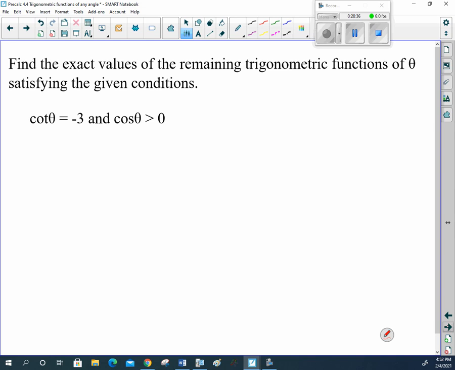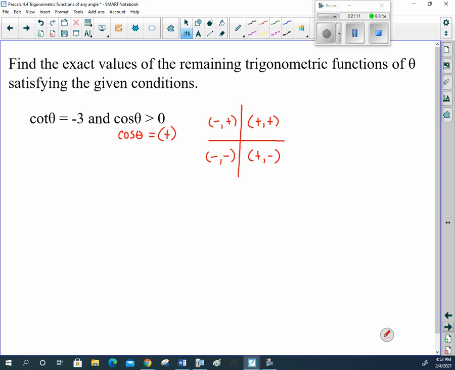Okay, this one says find the exact values of the remaining trigonometric functions of theta satisfying the given conditions. So we know that cotangent theta equals -3, and we also know that the cosine has to be greater than 0. So I know I'm looking for where the cosine is a positive number. So remember, in your unit circle, this is what it looks like. We got plus plus, negative positive, negative negative, and positive negative.